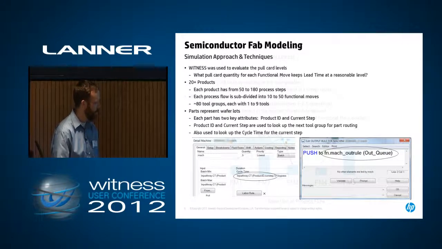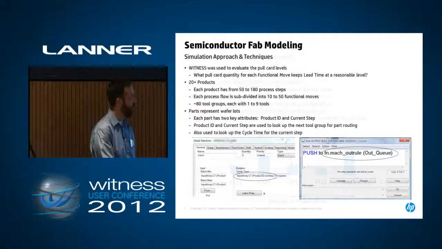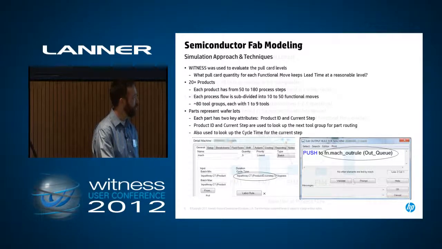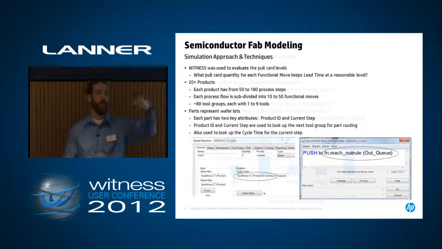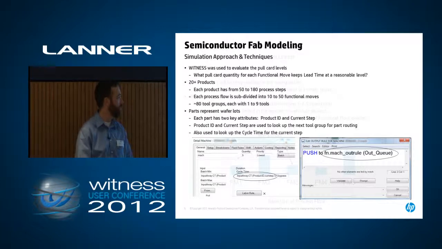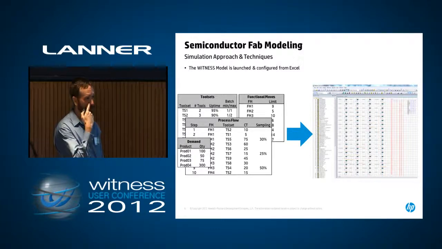And these 2 are used. So down here is an example of one of the machine detail dialogues, and here's the cycle time. It uses this product ID and this current step to look up the cycle time for that product at that machine for that step. And then additionally, for the routing rule, I actually push to a function that returns a name here. And this is also using this product ID and current step and doing some calculations on how do I have pull cards available in the next one to actually push it to the next functional move. So that's the flexibility of the routing.